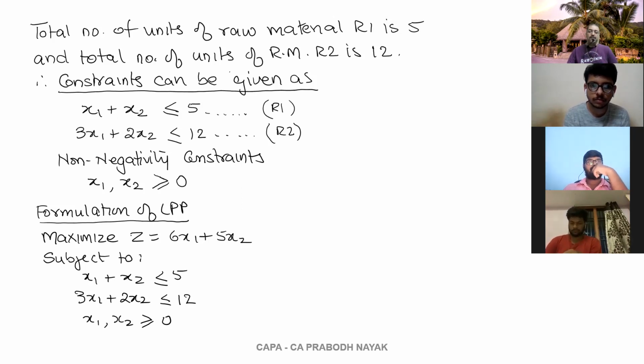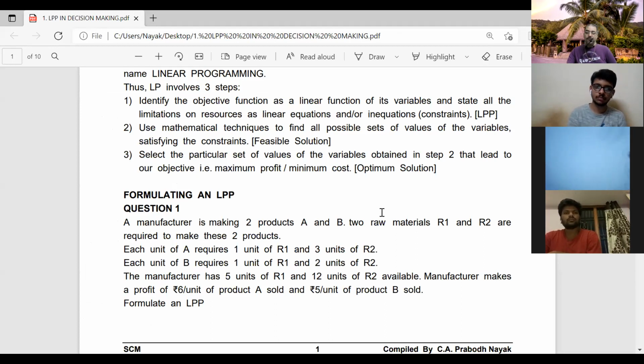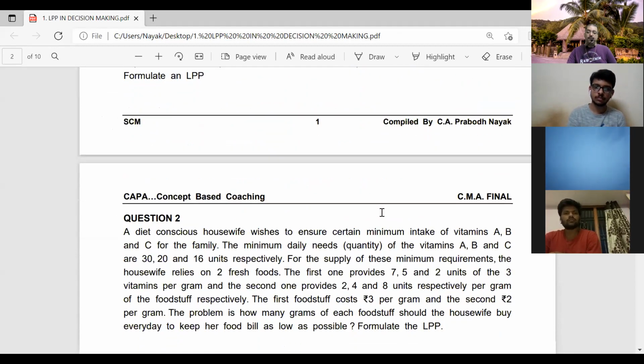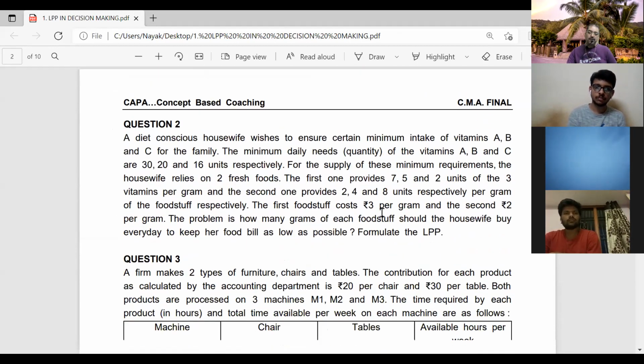Instead of doing the same type of problems, I have taken different types of problems and different situations, so that we understand the various circumstances in which we have to form an LPP, because anything can be asked.